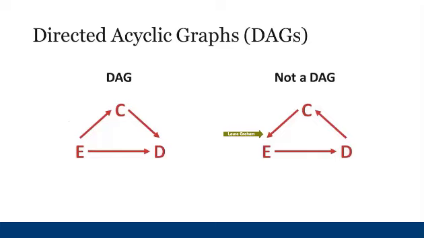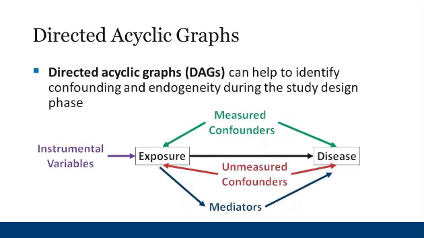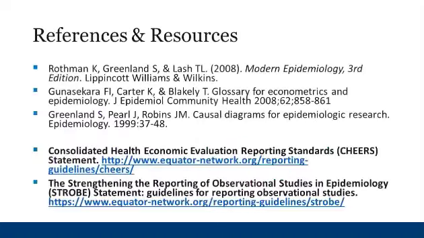And for our final slide, and hopefully you'll find this useful, like I said, they can be very, very helpful in identifying confounding and endogeneity during a study design. You can think about instrumental variables, how measured confounders, or possibly even residual confounding, things that you haven't measured, or as you'll notice here, mediators may affect your study question. And with that, we've got about 15 minutes to go, so perfect timing.